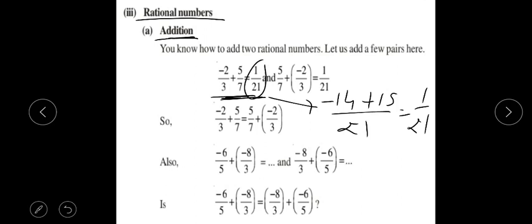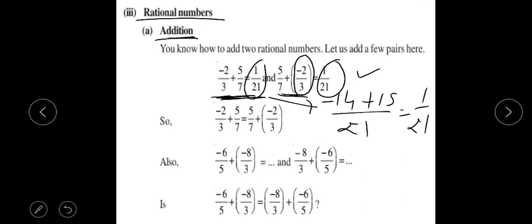Now what we are doing is changing the sequence. Here we have added 5 by 7 to minus 2 by 3. Now we are adding minus 2 by 3 to 5 by 7. We have changed the sequence, but the result is the same. So we can say that rational numbers follow commutativity for addition.